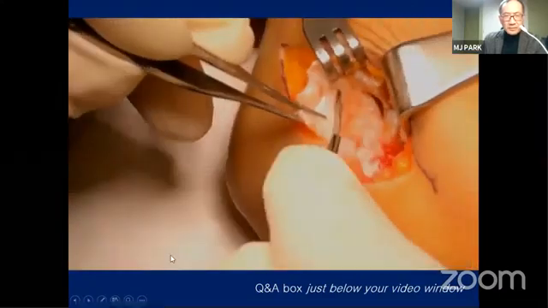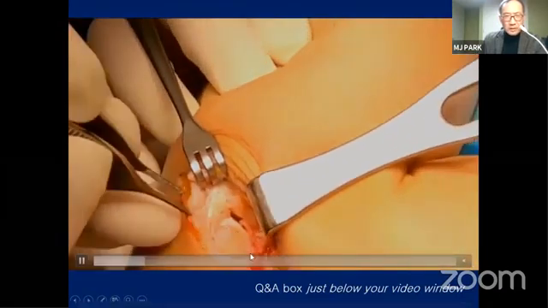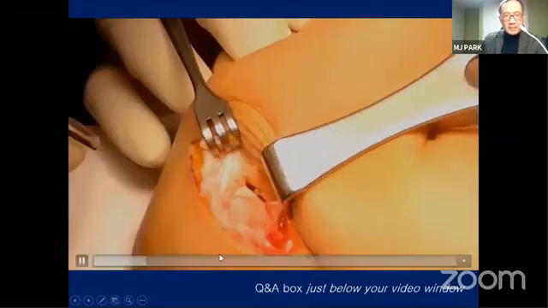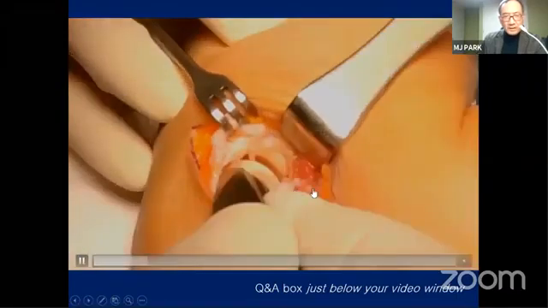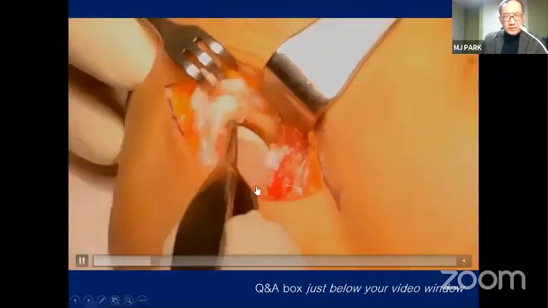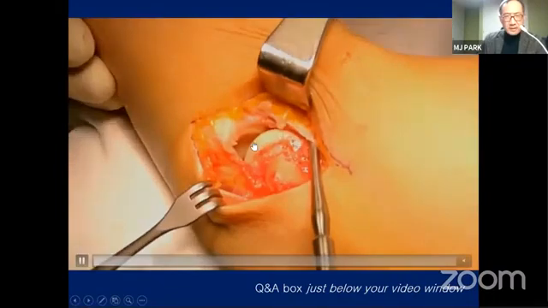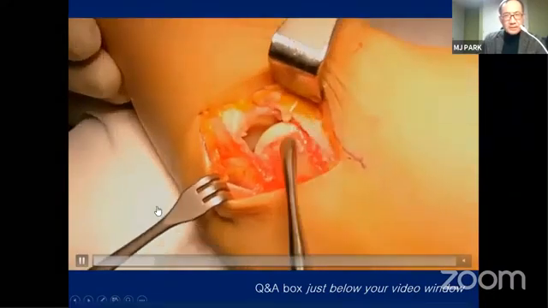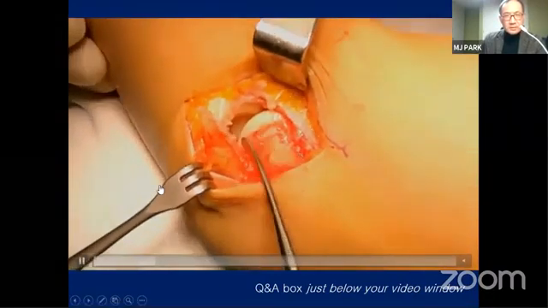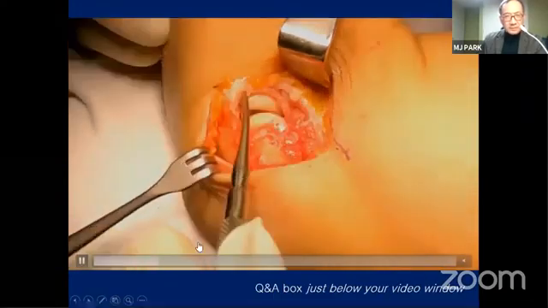So after removal, the lateral epicondyle bone is exposed. And I found that the ligament is very, very poor and has no function. There's varus instability and also PLRI. So I decided to do the ligament reconstruction.